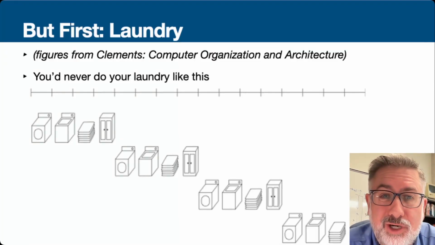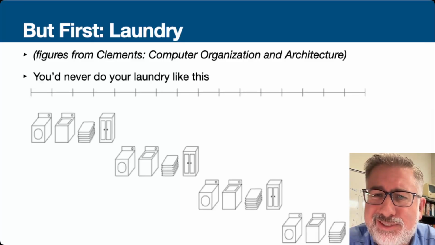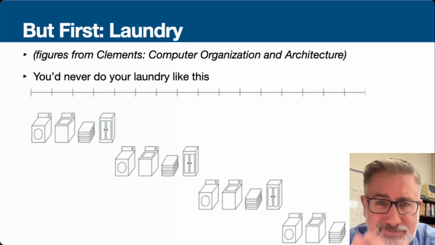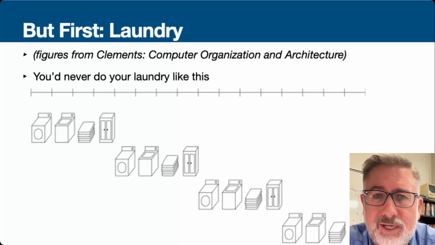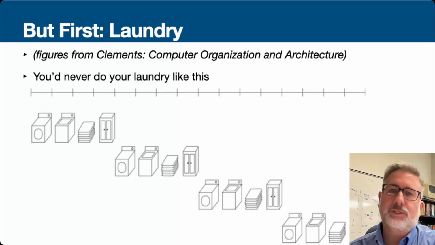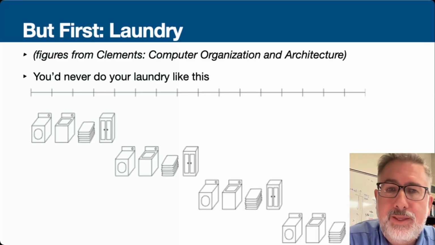So we start with a conversation about laundry for some reason, but the idea is to motivate pipelining in a CPU processor. And you wouldn't do your laundry like this. By the way, a lot of these figures and stuff are from the Clements textbook. This is a great textbook. This is the one I use for a lot of this stuff. If you have access to it, that's great.